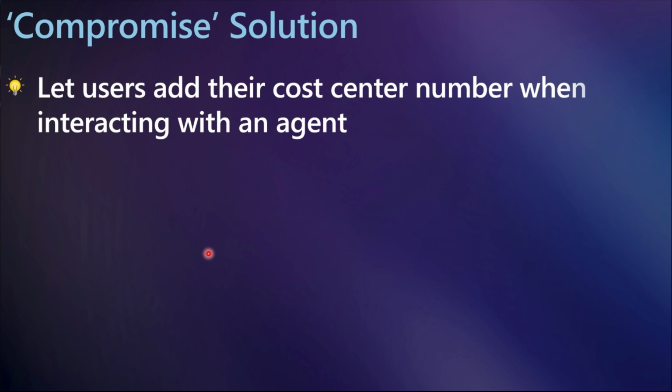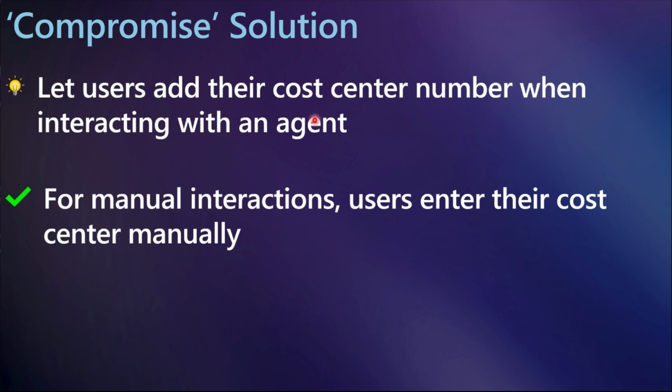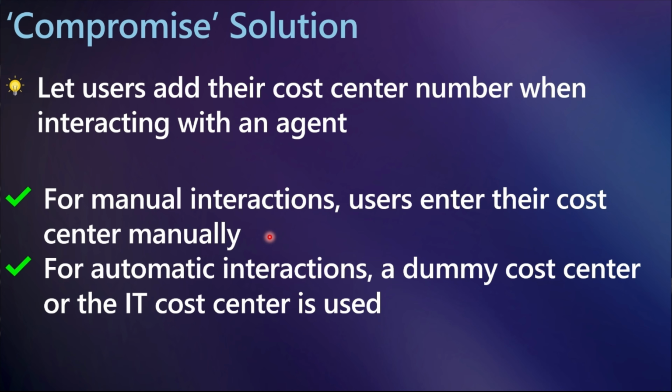And what is the compromise? Well, I said, hey, let's enter the cost center number when somebody interacts and enforce the user to enter this number, or the name or whatever you have. In my case, I just said the cost center. And then for manual interaction, so if somebody wants to chat with our agent, force them to enter this cost center. For automatic transactions, you enter a dummy cost center, so a fallback cost center that we allocate in a second step.